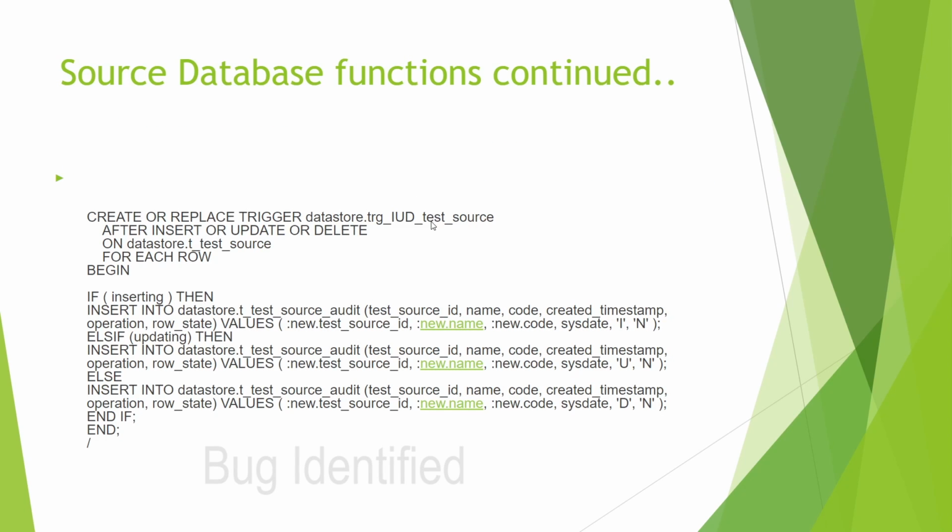This is our insert, update, delete trigger, fairly generic. If the incoming row is marked as inserted, it inserts a row into our audit table marked I. If the incoming row is marked updated, then it also inserts a row into our audit table marked U, and then the alternative is it's deleted.